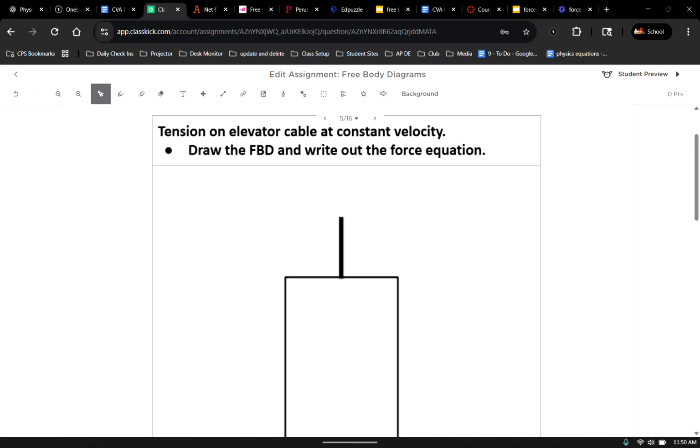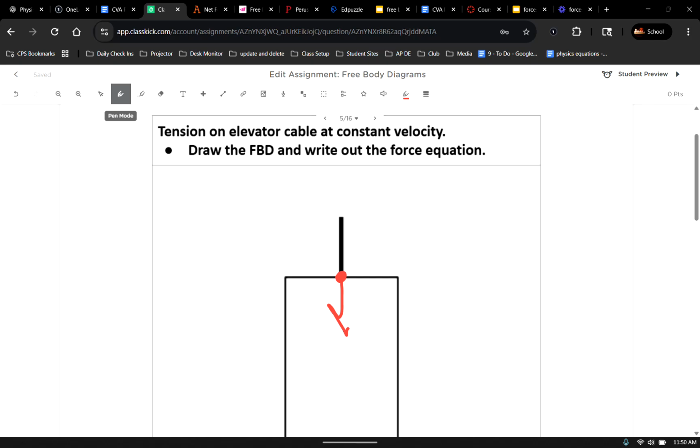Tension on an elevator cable. So now we're looking at the cable pulling on the elevator. I don't know where we want to put the center. Oh yeah, let's just put it here. The tension on the elevator.